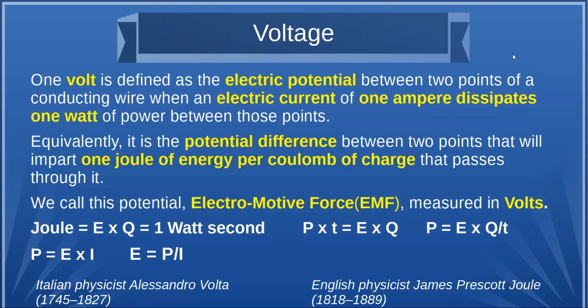Okay, so this is some of the official definitions of voltage, where they define it as the potential between 2 points of a conducting wire when a current of 1 amp dissipates 1 watt between those points. Now, we haven't talked about amperes or watts much, but these things are all interrelated, so it's kind of hard to talk about one without the other.